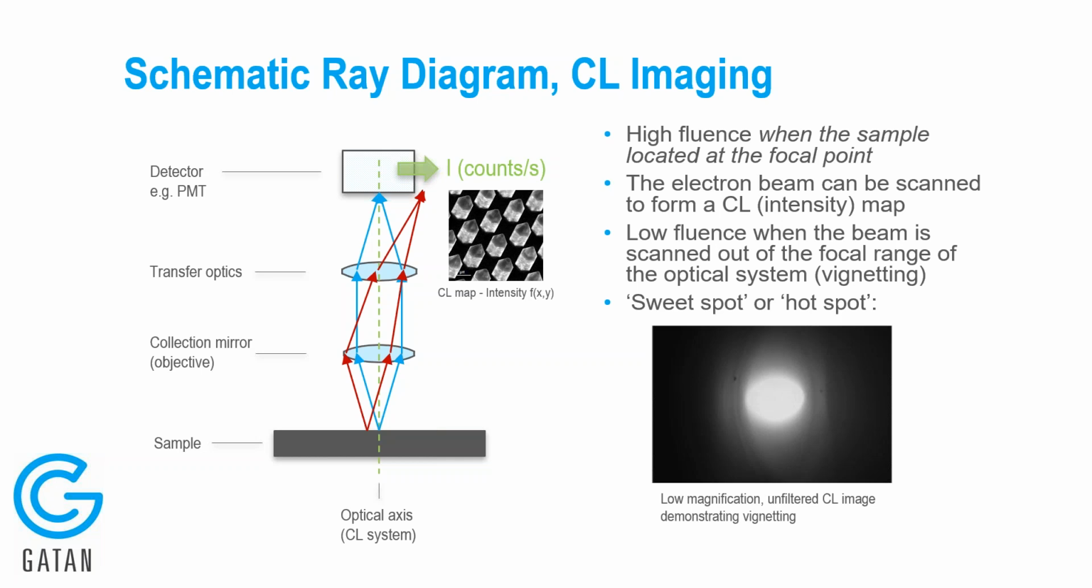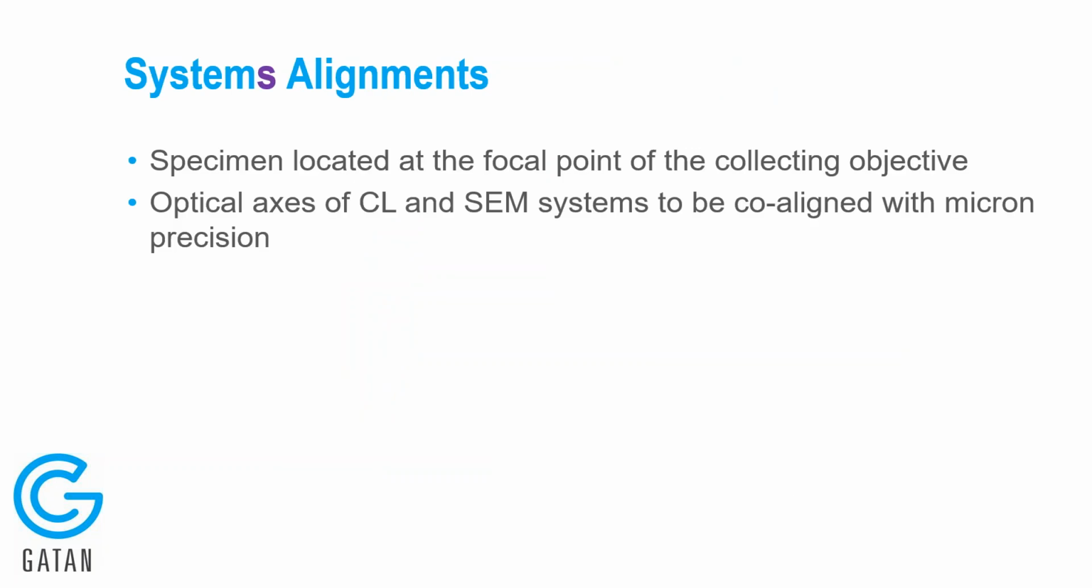So it's really important to maximize the sensitivity of the CL systems so that we can get the best signal to noise ratio images and the sharpest images, the best spatial resolution, to be able to position the sample in the sweet spot of the collection mirror. So there's actually several things that you need to align in order to have this very efficient coupling of light from your sample into the detection hardware.